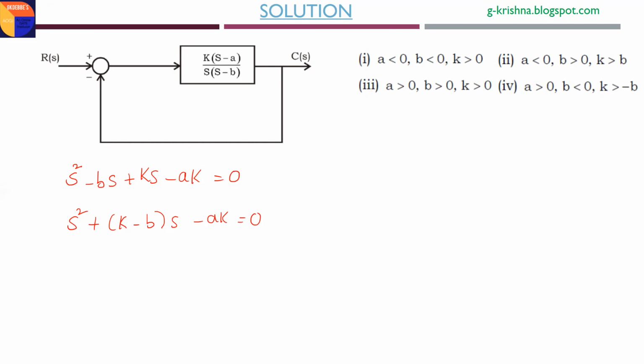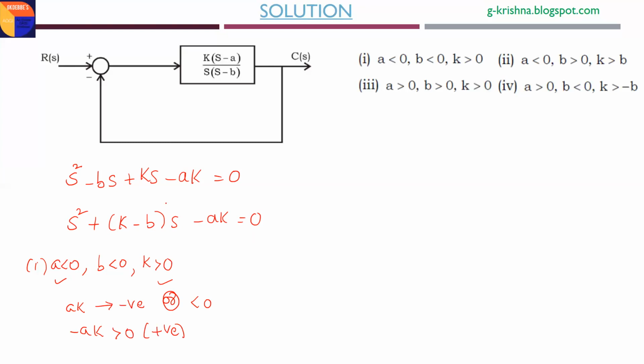Hence, let us go through the statements one by one. See the first statement. A they have taken as negative, B they have taken as also negative, K they have taken as greater than 0. If A is negative and K is greater than 0, then AK will be negative, or less than 0, or minus AK will always be greater than 0, positive.